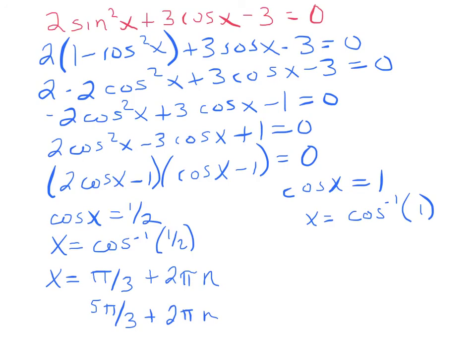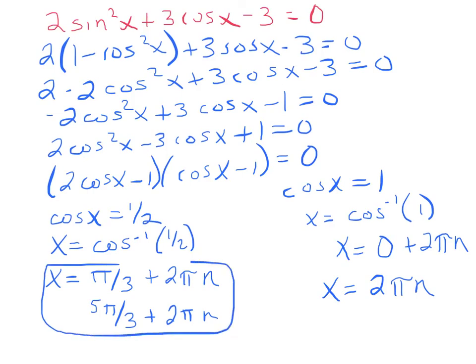Over here, inverse cosine of 1. Well, what angle has a cosine of 1? That would be 0. And I need all of the coterminals, so I would have plus 2 pi n. Well, 0 plus 2 pi n is really just 2 pi n. When n is 0, I get the angle 0. When n is 1, I get 2 pi, and so on. Okay? So I end up with these 3 general solutions. All right, last problem.